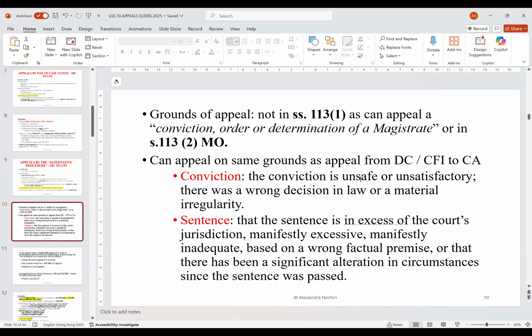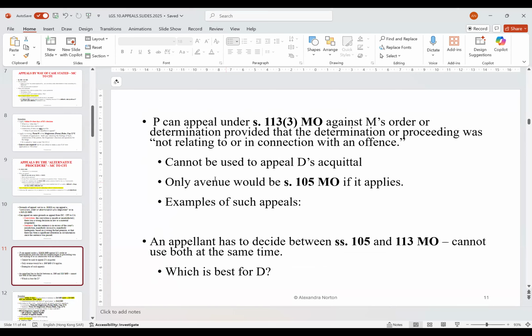But you can appeal on the same basis that we will be talking about when we're appealing to the CA. So conviction is unsafe or unsatisfactory, wrong decision in law, or a material irregularity for conviction, and then those grounds of appeal for sentence. For the prosecution, on the other hand, they can rely on subsection 3 of 113, provided that what they are appealing is not relating to or in connection with an offense.